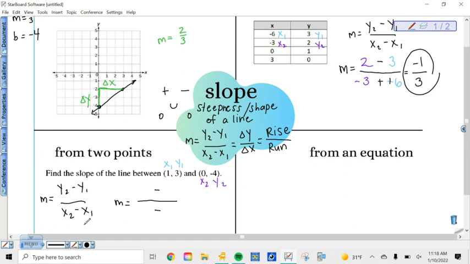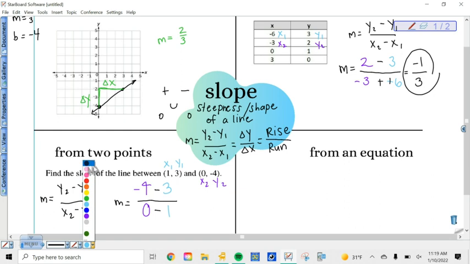So Aiden, what do I put in place for y2? What does it say? Which one's y2? And look at the board. Yeah, -4, exactly. So we put -4 minus y1. What's y1? 3. And now x2. What's x2? 0. And x1 is 1.